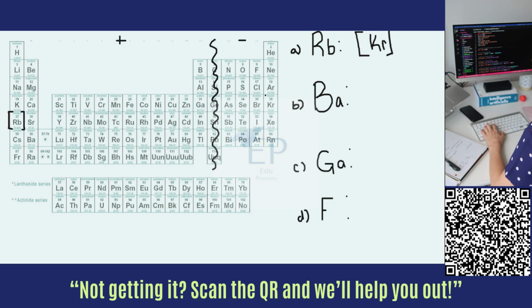Similarly, when we look at the second question, which asks about barium, we see that barium will also become a cation. In this case, it will lose 2 electrons. When it loses its 2 electrons, its configuration becomes identical to the noble gas that comes before it. In this case, xenon. Its electron configuration can be drawn as such.